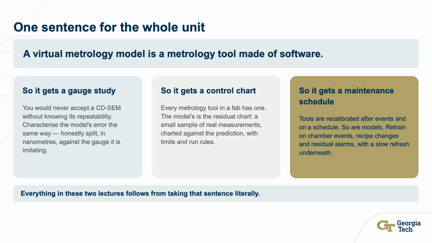So it gets the control chart. Every metrology tool in a fab has one. The model's is the residual chart, a small sample of real measurement charted against the prediction with limits and run rules. That was segment 3 and the start of segment 4.